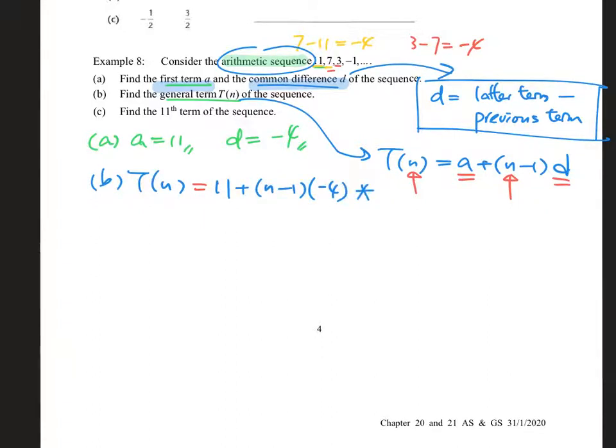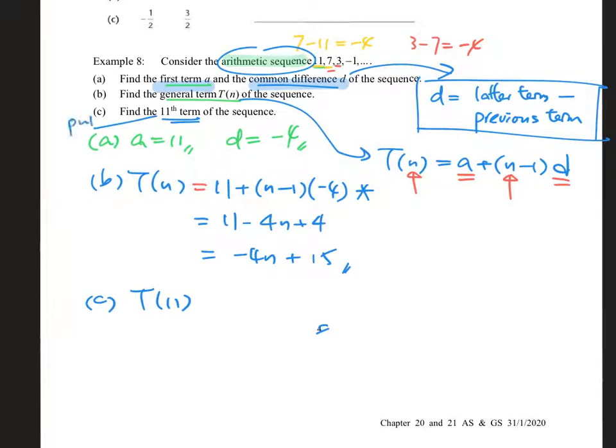Another thing I would like to put a star on is that some of you will just stop and think that is the answer. Sorry, it's not, because you have not simplified the brackets yet. That's why you need to continue to expand the brackets, which is minus 4n plus 4. And finally, it's minus 4n plus 15. This is the general term of the sequence. At last, T11, the 11th term, means you put n to be 11, which is minus 44 plus 15, which gives you minus 29. It's not very difficult, right?